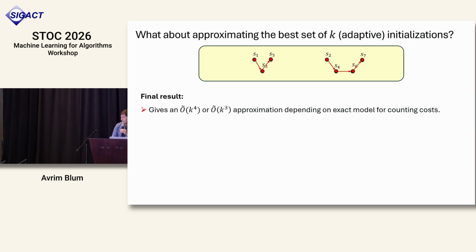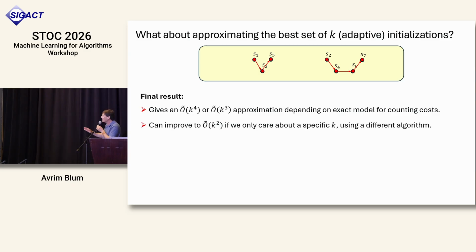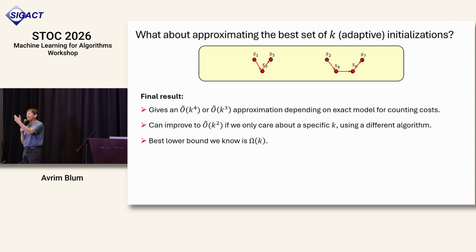And the final result you get here, well, either K to the 4th or K cubed approximation, depending on the exact model for counting costs. So it's a question of, how expensive is it to tell the distance between 2 points? Do we count that? Do we have to solve something to figure that out, or is it kind of given for free? So we get different bounds. We know a different algorithm that gives us K squared if you're given the K in advance. So someone says, I care about this particular value of K, then we know how to get K squared for that using a different algorithm. And the best lower bound we know is omega K. So even if you knew where the instances were, you just didn't know which one to use, you're getting a K from that.